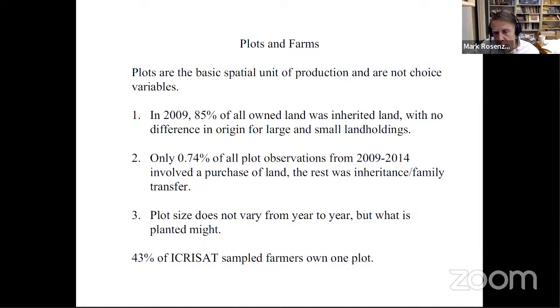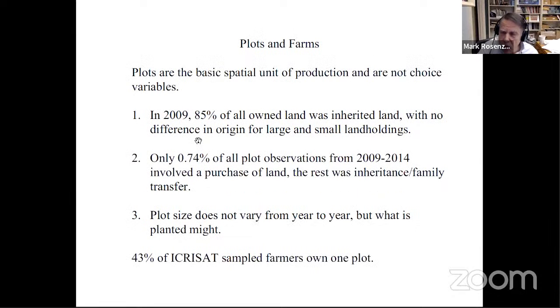Over the six years, 2009 to 2014, less than 0.75% of the plot observations were purchased. Every other change that we see over these years was again due to inheritance or gifts. So there's just no market that we see for plots and for land in this environment, and it's mostly true for India as well. So plot size doesn't vary from year to year. Farmers are not choosing their plots. The farmer is stuck with the plots that he inherited, and he's working on those. Now, 43% of the sampled farmers own one plot, so the majority of farmers actually have more than one plot.